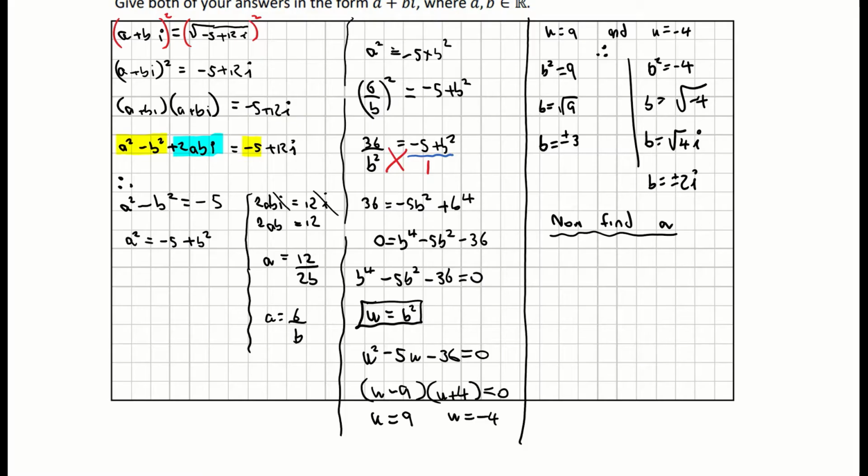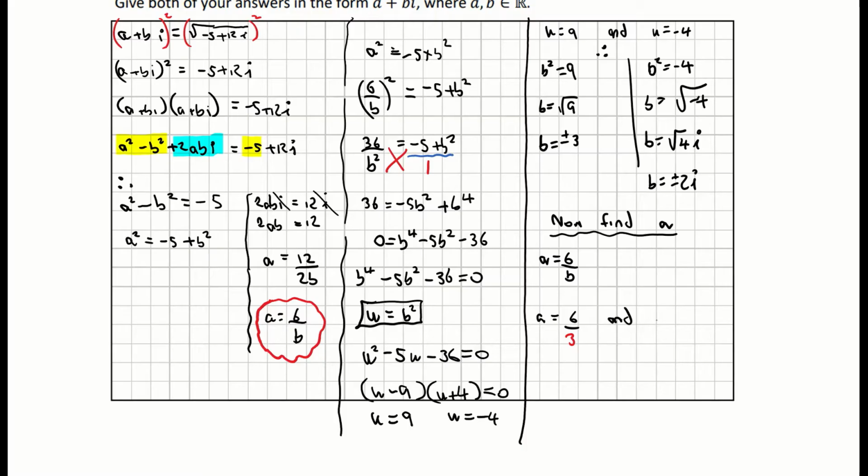So I have my b. And don't forget, if we come over to the left hand side, how did we write a? We wrote a as 6 over b. So I'm going to use that knowledge over here. So remember that a is equal to 6 over b. And I'm basically going to sub in my values for b. So I have a is equal to 6 over positive 3.